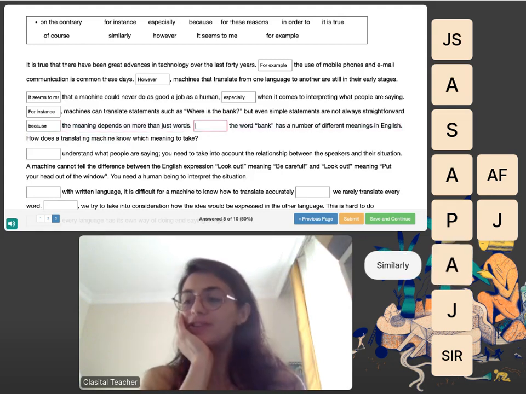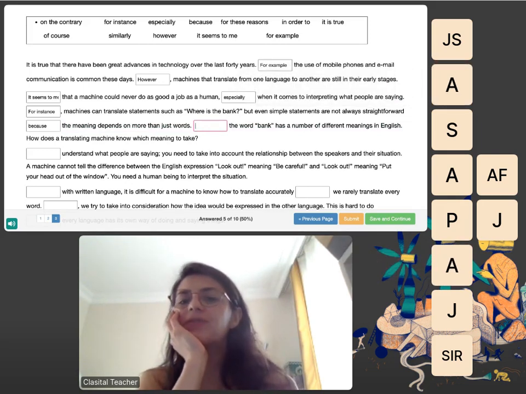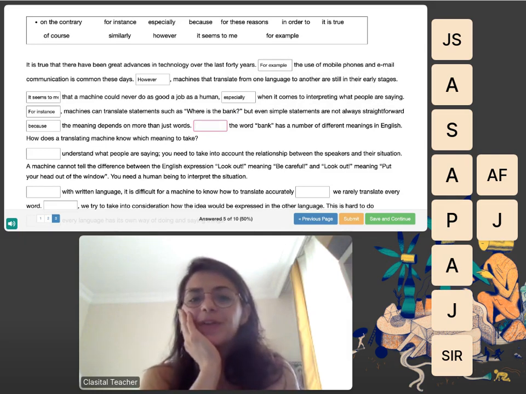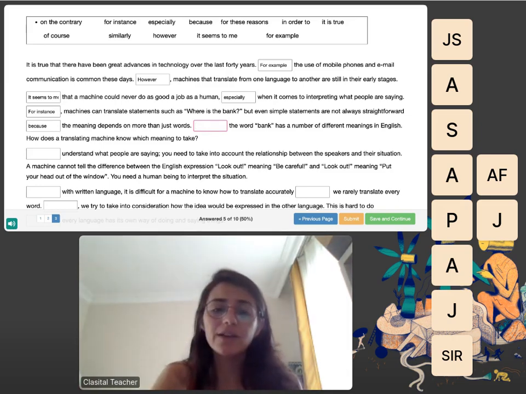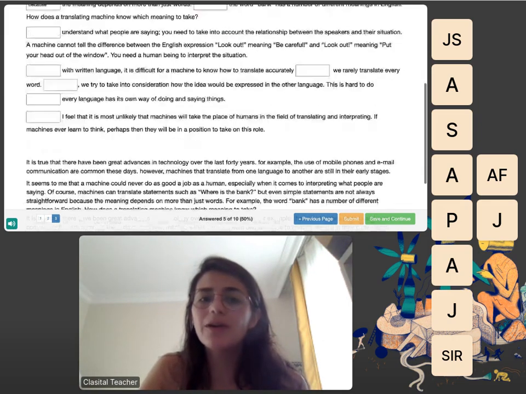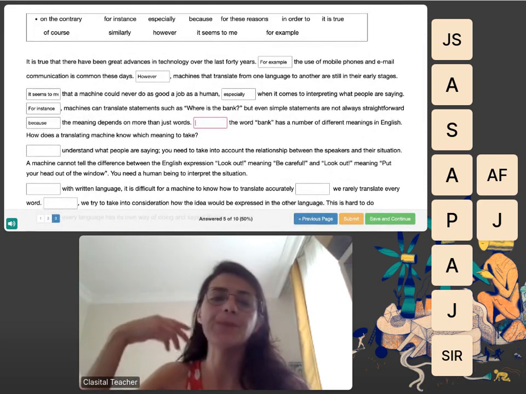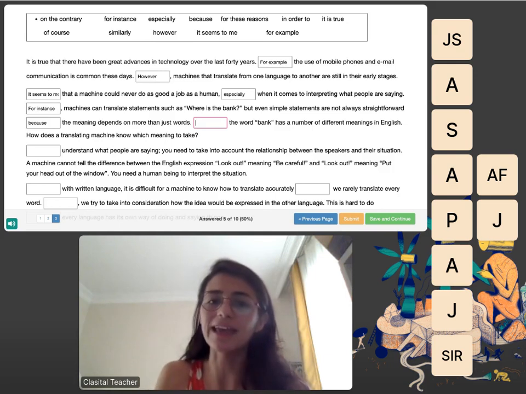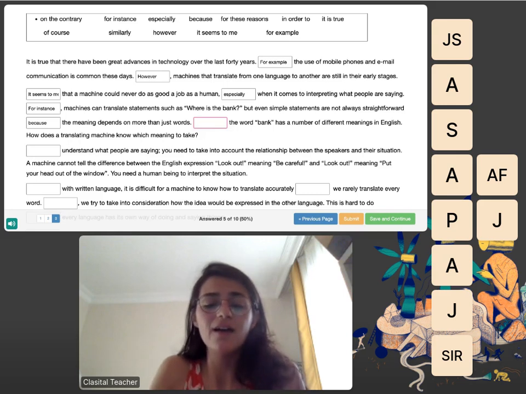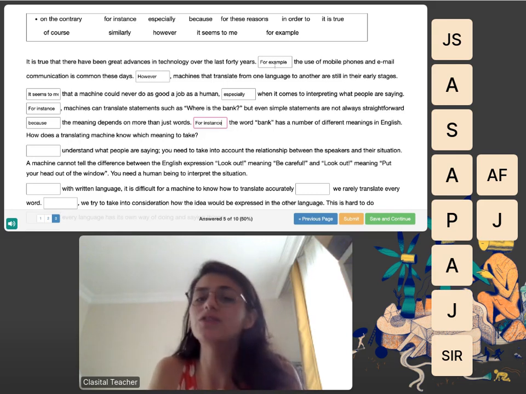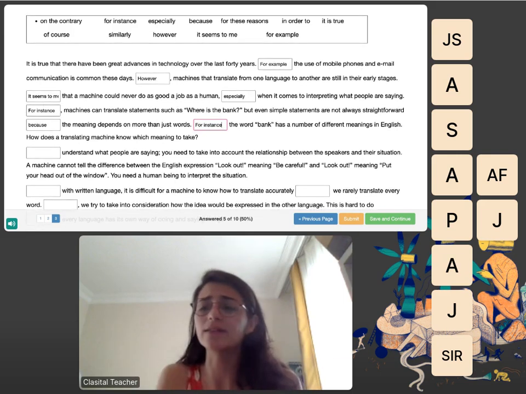Some of you said for these reasons. I don't think we can use for these reasons here. Do you know why? Yes, for instance is already used, but we can use one more than once because, as we've said, we can sometimes add something to a blank, but then think it's better in another sentence. For example, I think here, for instance, is better to use than here or here. And we don't have to use them just once.